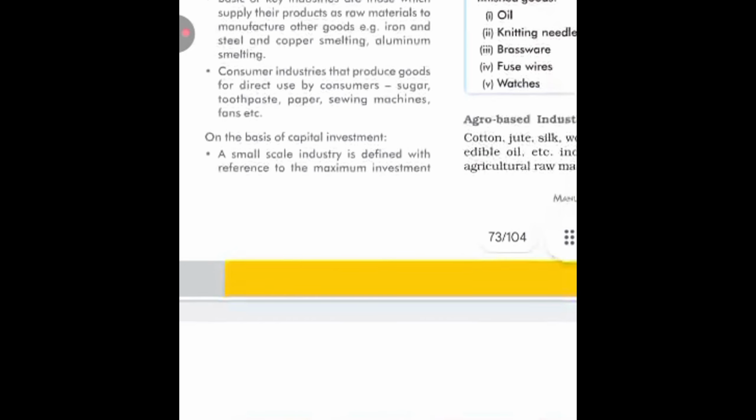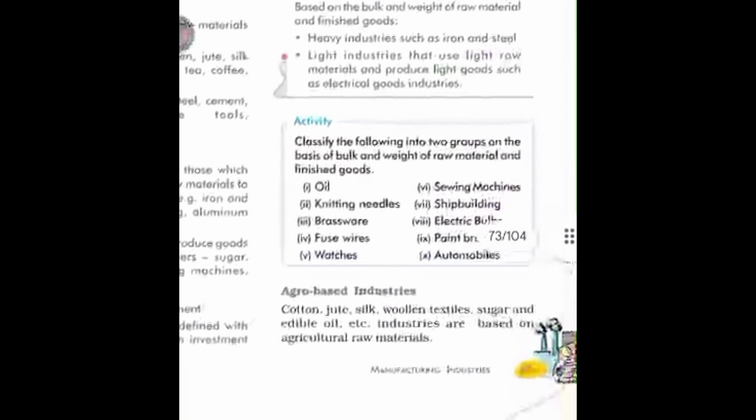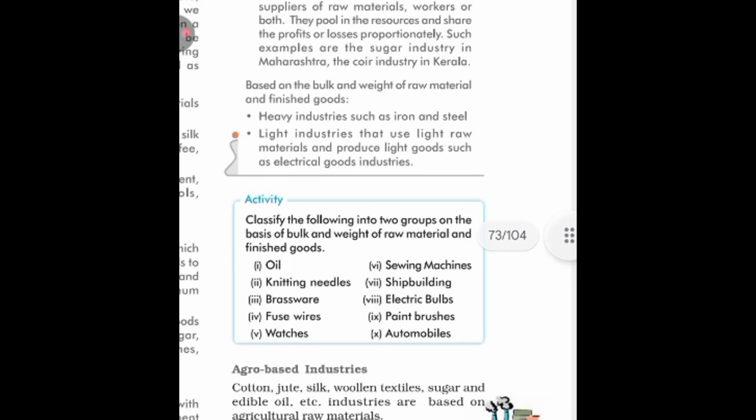Now, based on the capital, you cannot say this is a small scale industry or a large scale industry, that this much amount of capital invested is small scale, and that much amount of capital invested is large scale. Today, as on this date, if I'm speaking, 20 lakhs is small scale, and 200 crores is large scale, but maybe 10 years afterwards it may be something different. So capital based, you cannot refer to the maximum and minimum investment.